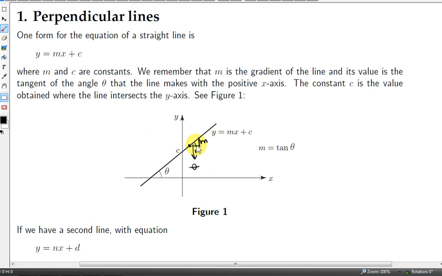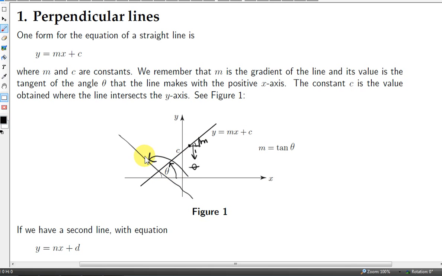Now the angle in this triangle is theta, and the tan of theta is opposite over adjacent, m over 1, which is m. So the slope of any line is the tan of the angle that it makes with the positive x-axis. Here theta happens to be an acute angle. Theta is measured anti-clockwise from the positive x-axis, but the same result will hold if our line is like this and theta is an obtuse angle.